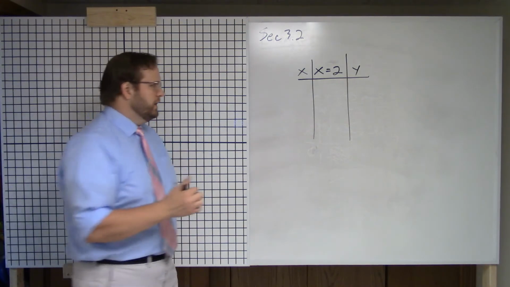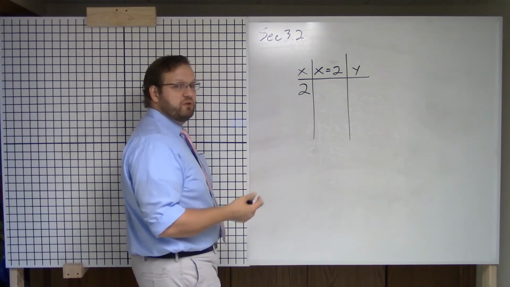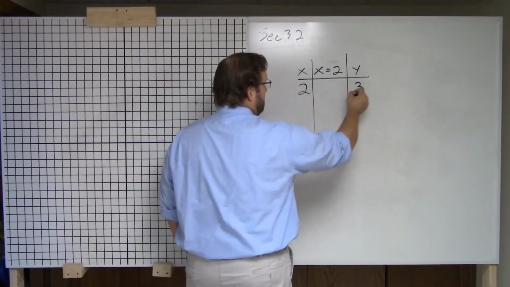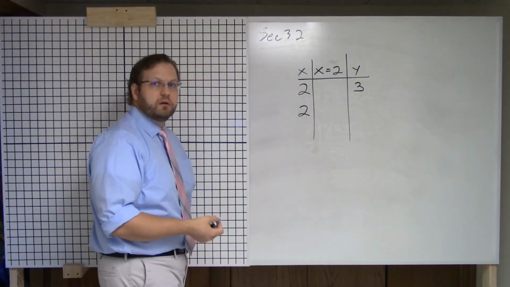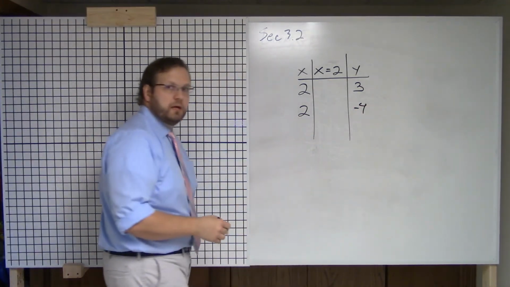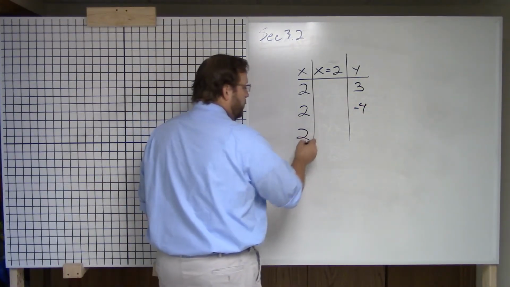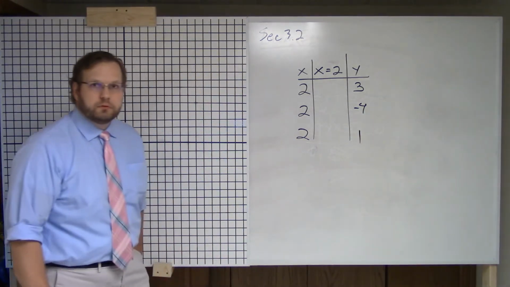So what does that look like? X is 2. Y, whatever you want. Let's say 3. X is 2. What's the y? Whatever you want. Let's say negative 4. X is 2. What's y? I don't care. Let's say 1.